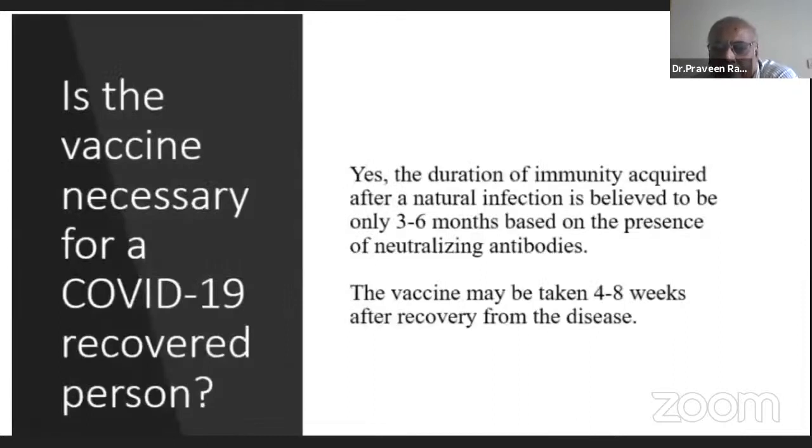Is the vaccine necessary for a COVID recovered person? Yes. Because the duration of the antibody produced during a natural infection caused by this virus is 3 to 6 months. After that, the level of antibodies may come down. So the patient is advised to take a vaccine a month or 2 months after recovering from the disease. So the available antibody titer to prevent reinfection will last for at least a year and more.